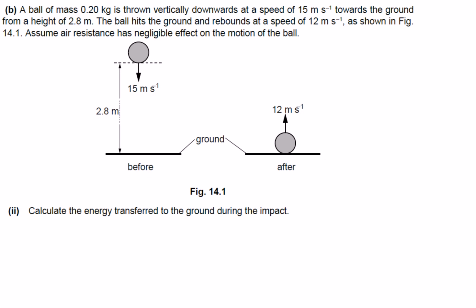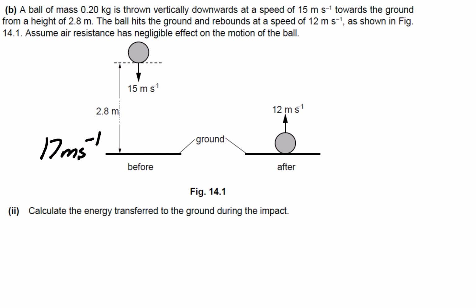So 14bii, we're asked now to calculate the energy transferred to the ground during the impact. Now in part I, you should have found out that the velocity just before it hits the ground comes out at 17 meters per second. However, you would be allowed an error carried forward if you didn't get part I correct first. So we need to calculate the energy transferred during the impact.